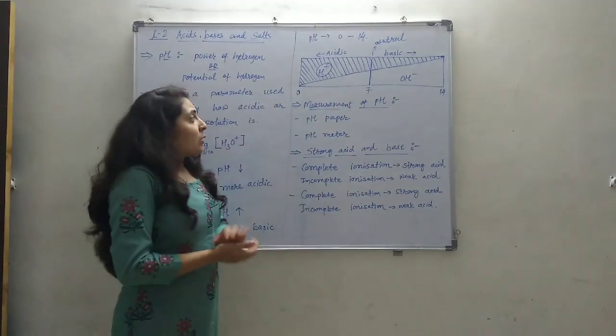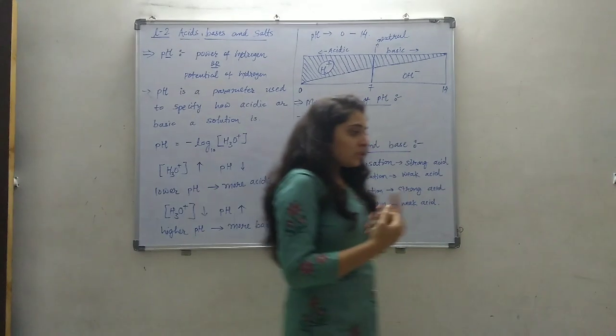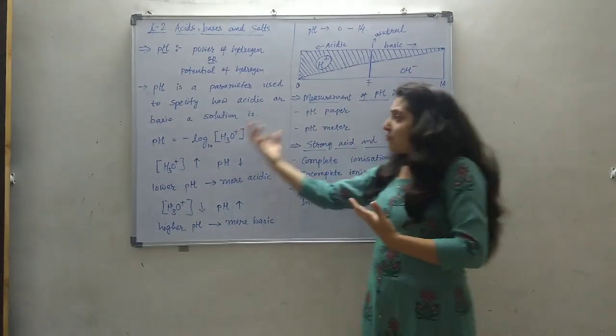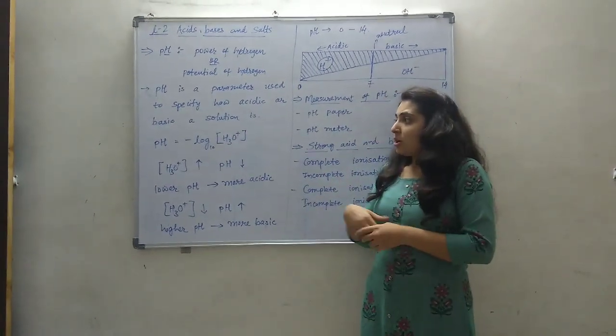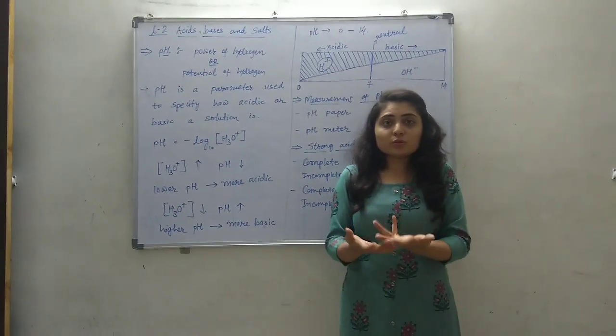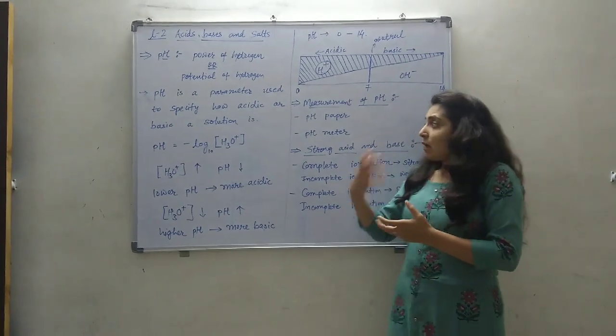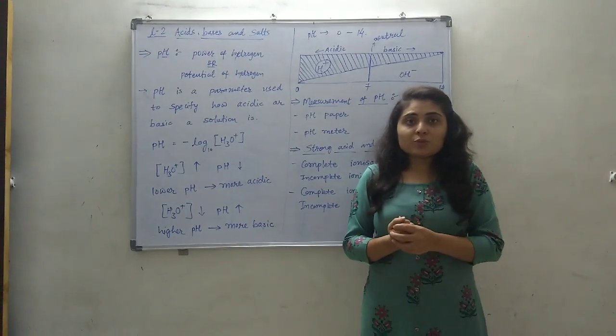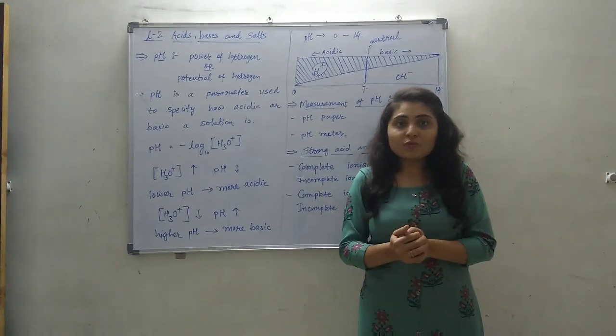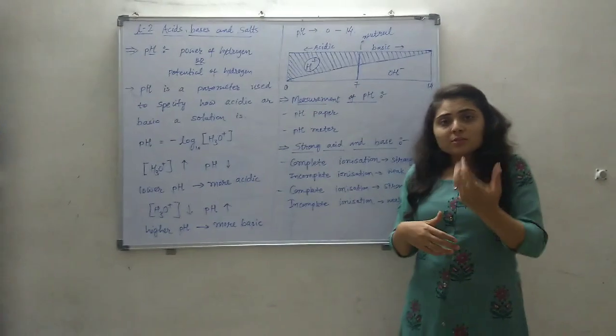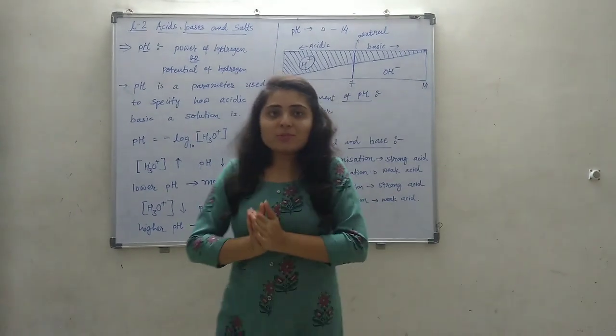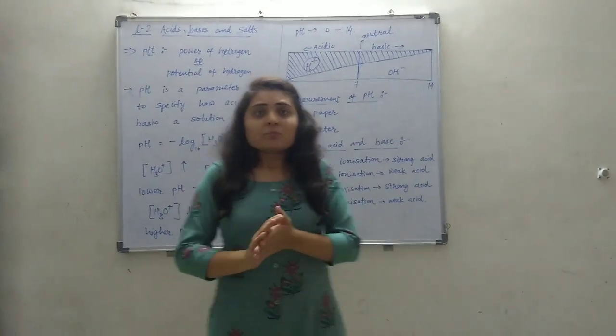Right? Now, how do we measure this? This is the formula-based calculation. But if we don't want to do calculation, how can we measure the pH value? There are some experimental ways too. There are two methods, the approximate method and the exact method.